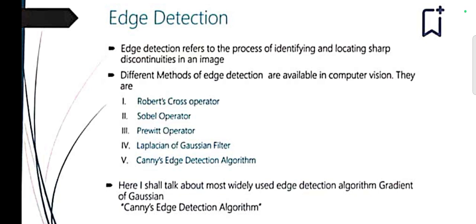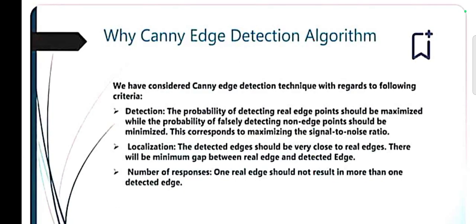Here, I shall talk about the most widely used edge detection algorithm, the gradient of Gaussian, that is Canny's edge detection algorithm. Let's check more about it. Yes, here comes why Canny edge detection algorithm. We have considered the Canny edge detection technique with regard to the following criteria. There are three criteria actually: detection, localization, and number of responses.